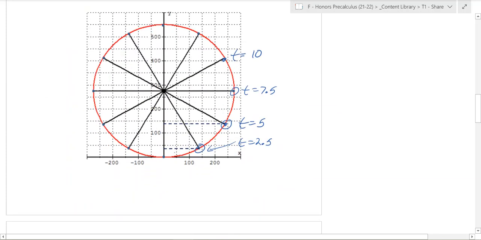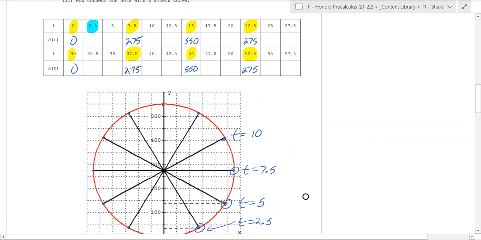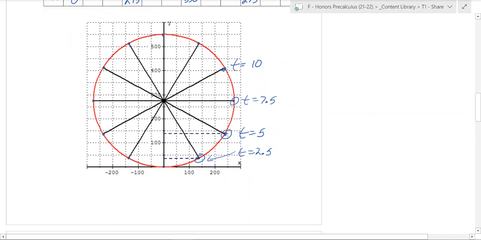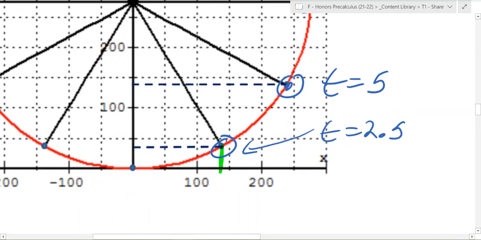So that would be effectively this distance right there. What we need to do, if we're going to fill this in, is find the height right there, the height at 2.5. So we can estimate it right there. The height we're looking for is this distance right here that I've zoomed into in green.